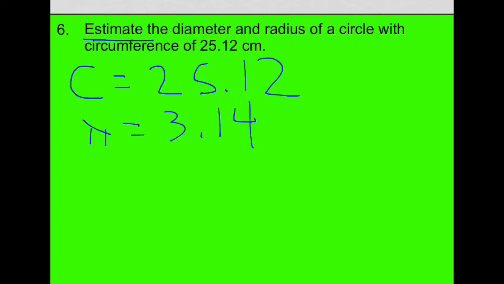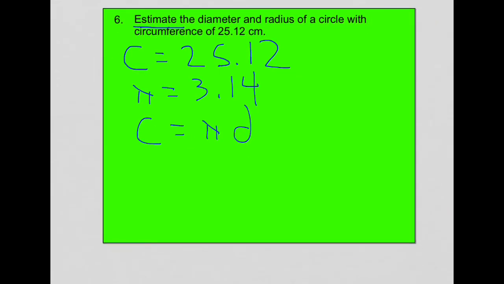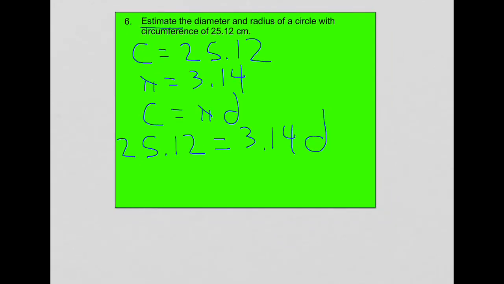All right. Now let's use our math equation here. C equals pi times diameter. Now, C we've said is 25.12. And pi is 3.14. And D we don't know. But check this out. What we have here is a multiplication math equation. 3.14 multiplied by the diameter gets us 25.12. But I want to estimate what the diameter is.